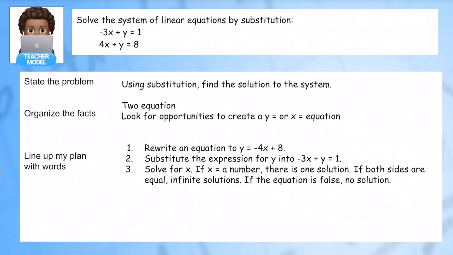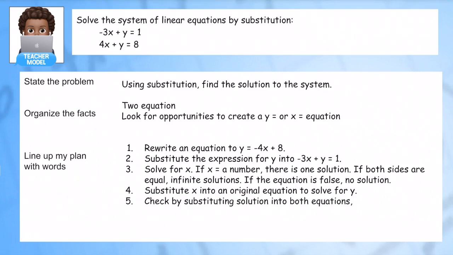Solve for x. And if x is a number, I know I have one solution. I keep going to find y. If both sides are equal, it's infinite. If the equation is false, there's no solution. So again, if there is a solution, I'm going to substitute x into the original to find y. And then I'm going to check by substituting my solutions into the equations. Here's our plan. Hit pause and jot it down.